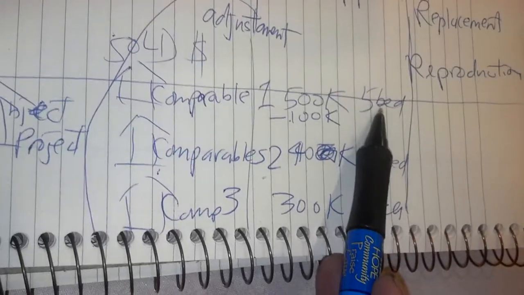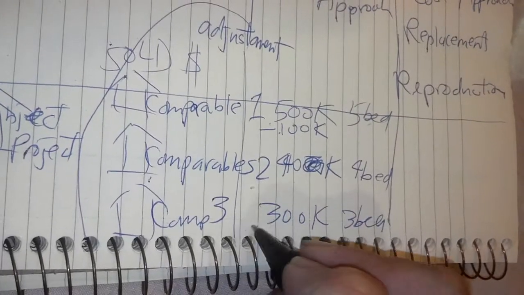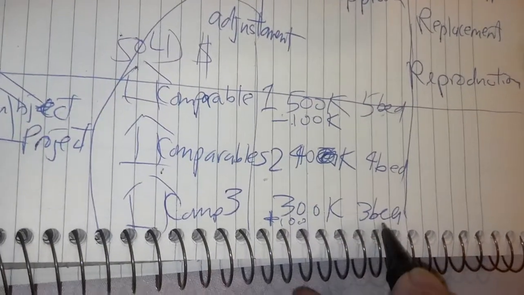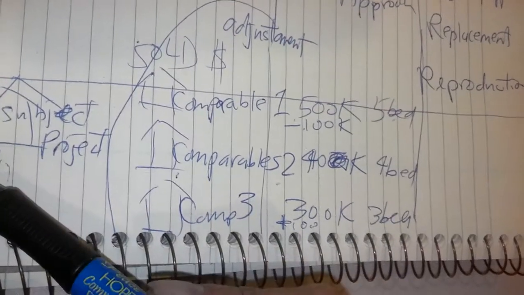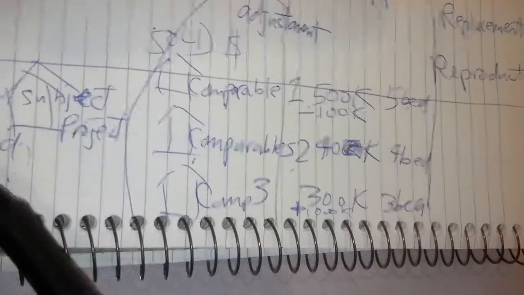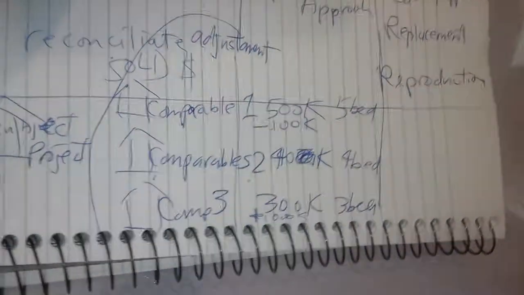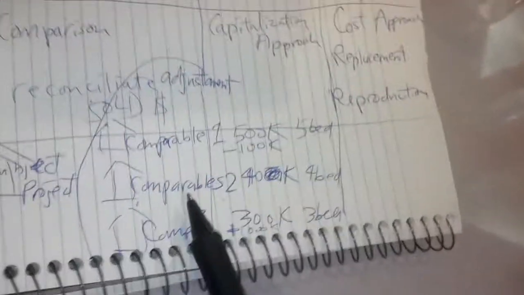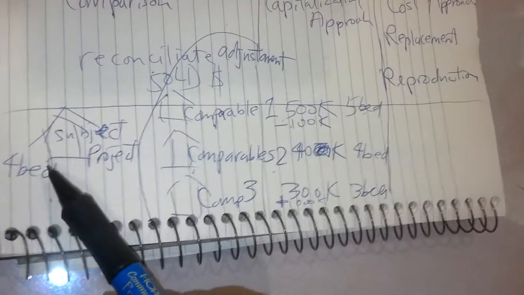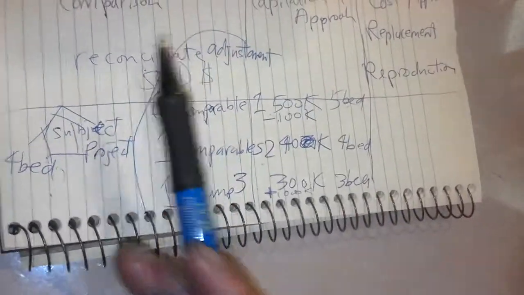So if it has more than the subject, we deduct. But here, we add, because here it is 1 bed less than the subject. So we add 100K to them, and that's why it comes up with the price after we reconcile it. After we take the comparables, we reconcile them, and we come up with the price of the subject property. That's called market approach, comparison approach.